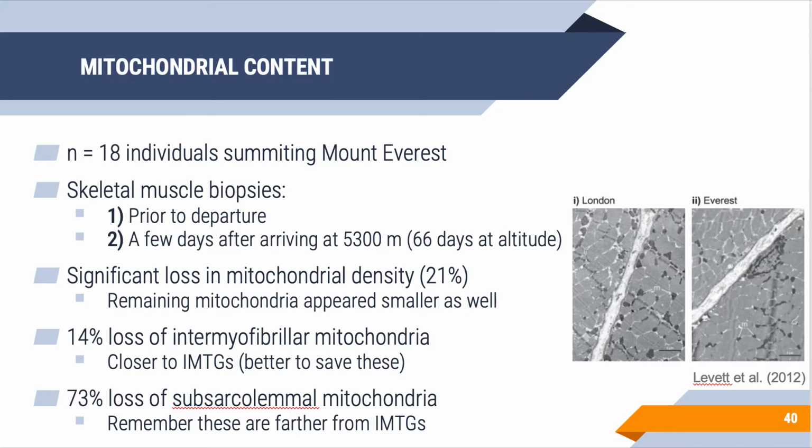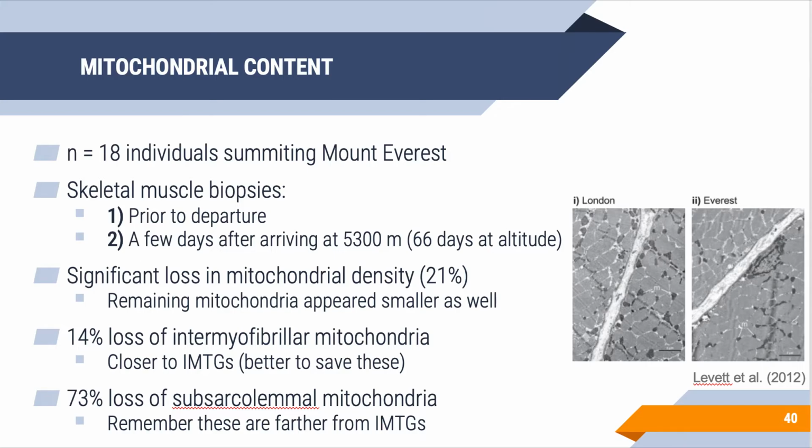So the figure on the right here is showing you prior to departure in London, and then on the other side, the mitochondrial density at Everest. And what you can see is that really there's fewer mitochondria and the remaining mitochondria are smaller.